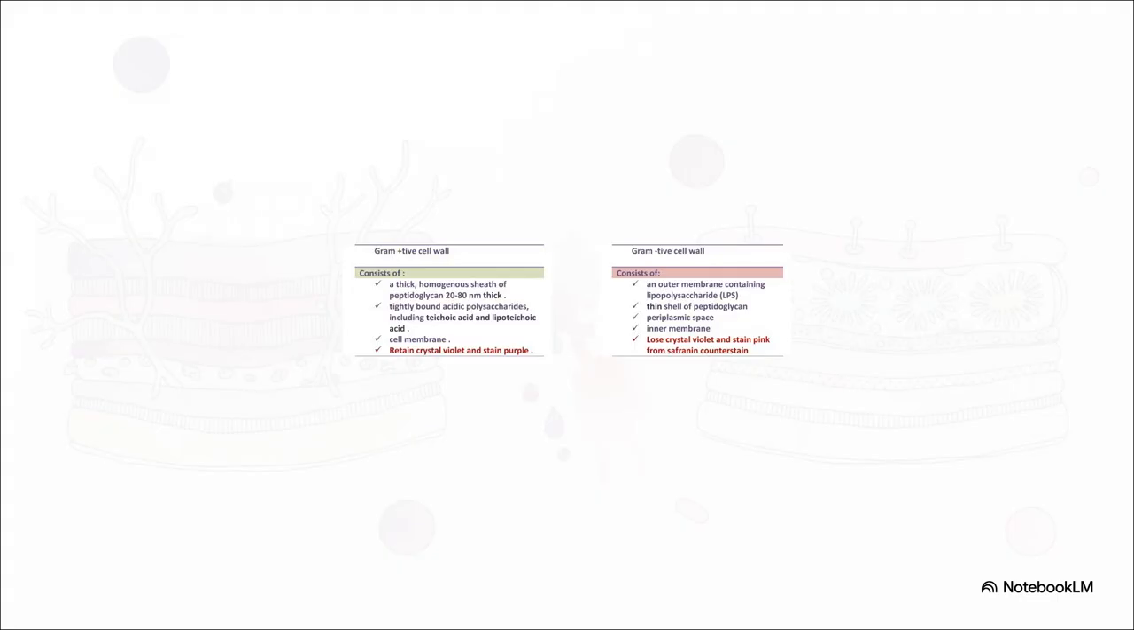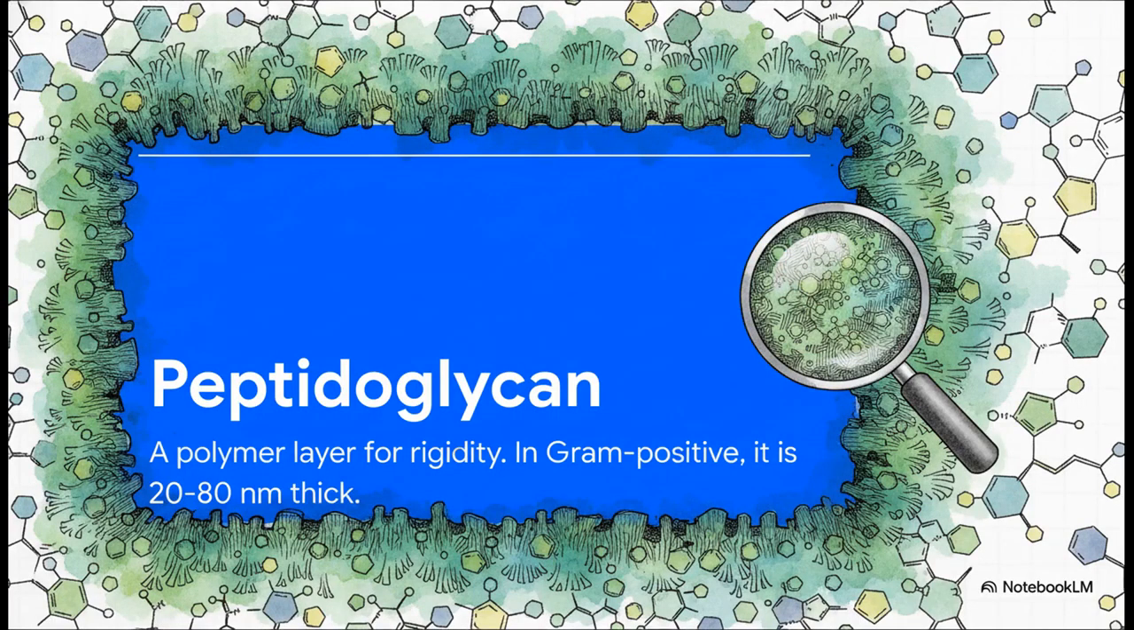Just looking at the baseline structural difference between these two, it's incredibly clear. Notice the sheer thickness of that green layer on the gram-positive cell, especially when you compare it to the tiny, flimsy layer on the gram-negative one. So that green layer, that is made of peptidoglycan. Basically, it's a polymer made up of sugars and amino acids that gives the cell its rigidity and shape. And in gram-positive bacteria, this peptidoglycan sheath is massive. We're talking about a thick, homogeneous layer measuring anywhere from 20 to 80 nanometers thick. It's literally their defining feature.